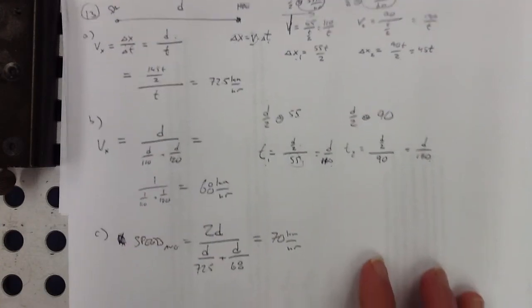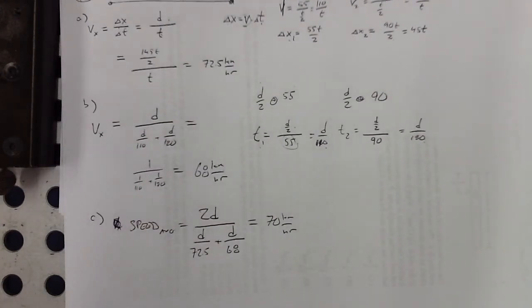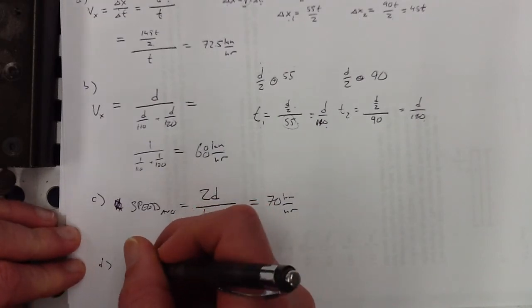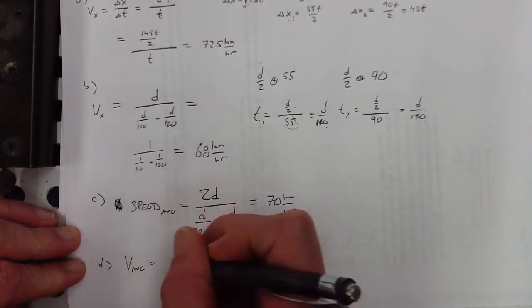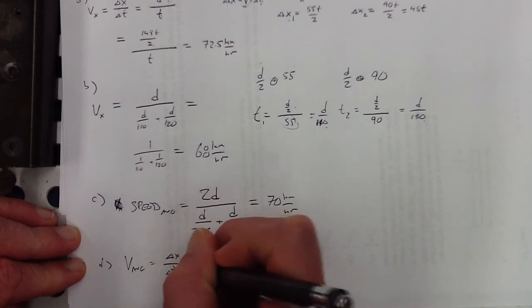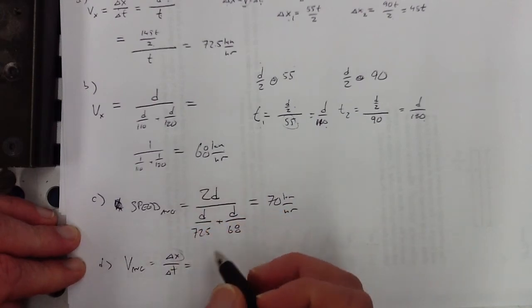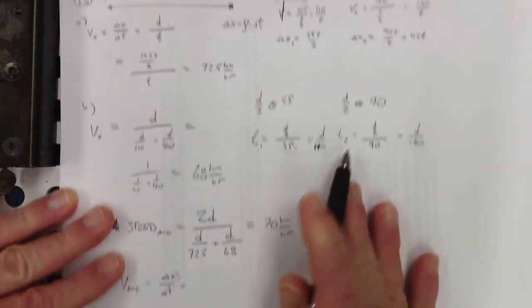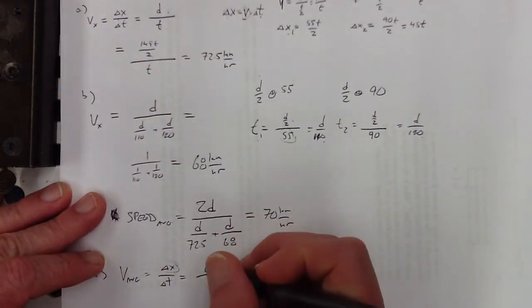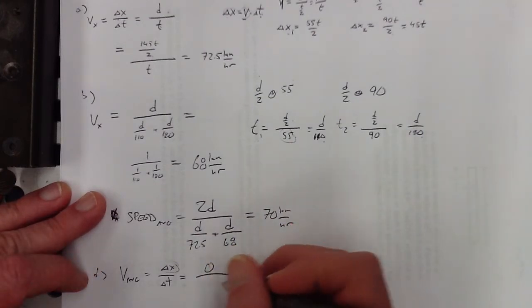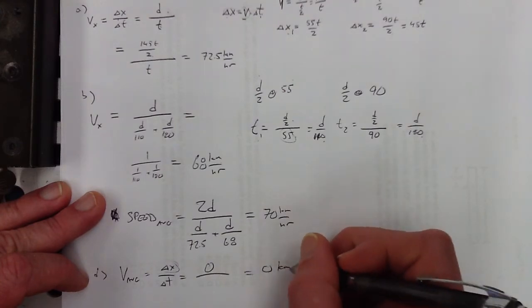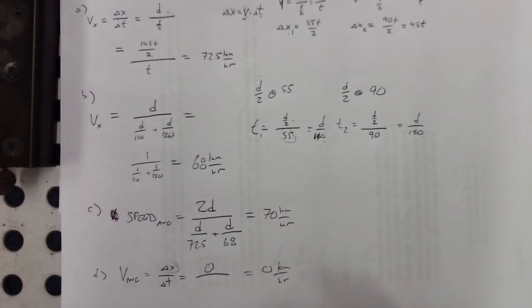And part D, what was the average velocity for the entire trip? Well, average velocity is displacement over time, and the displacement for the entire trip, well, you started in San Antonio, went to Houston, and then back again, so your total displacement is 0. And the time is whatever the time took, but it doesn't matter. That is 0 kilometers per hour, because you didn't go anywhere in the end.